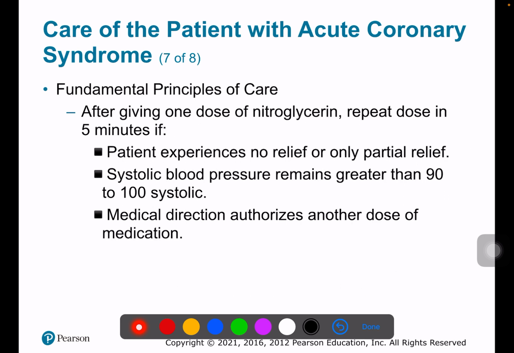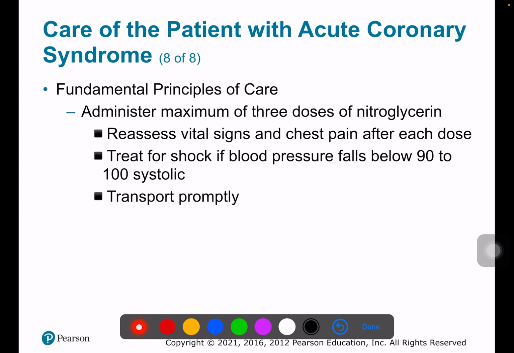Again, always for test purposes, medical direction. No more than 3 doses. Treat for shock if blood pressure falls below 90. So if you gave nitro and you gave 3 doses, now you're the one that helped assist their blood pressure to drop below 100 systolic. Now you've got to treat that. That's okay. I mean, it happens.